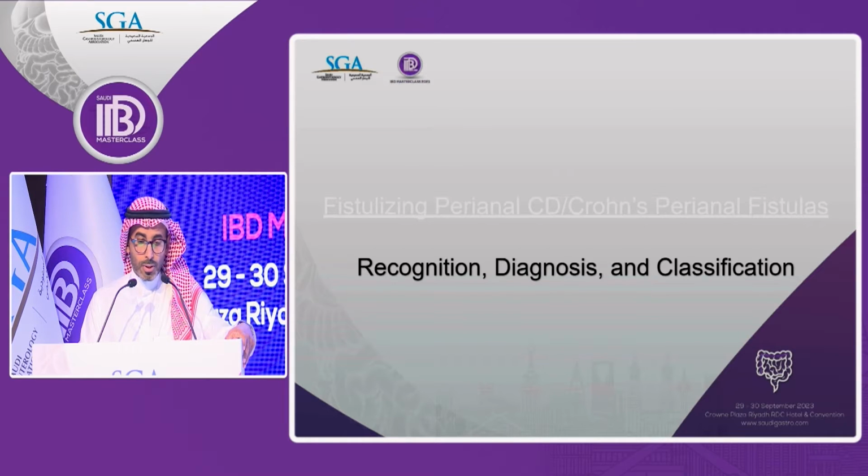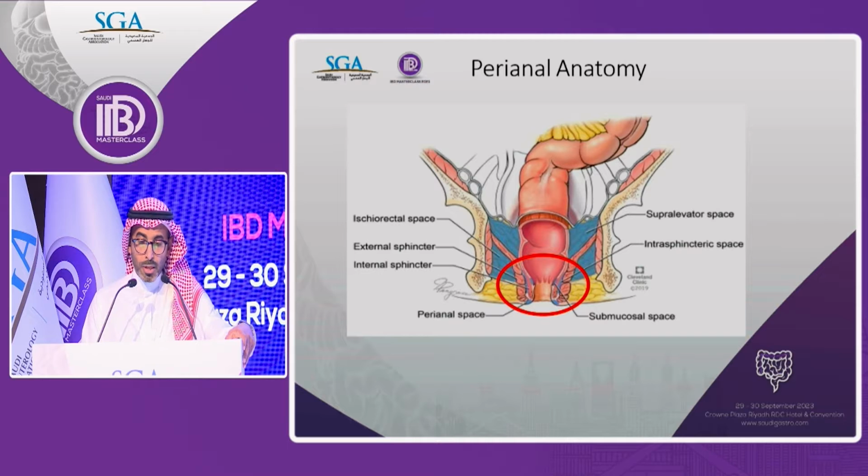So we'll try to define and know the perianal anatomy. We have the internal sphincter and external sphincter, and in between you have the intersphincteric space, and you have the supralevator space and ischiorectal space as well. So this is the perianal anatomy in general.